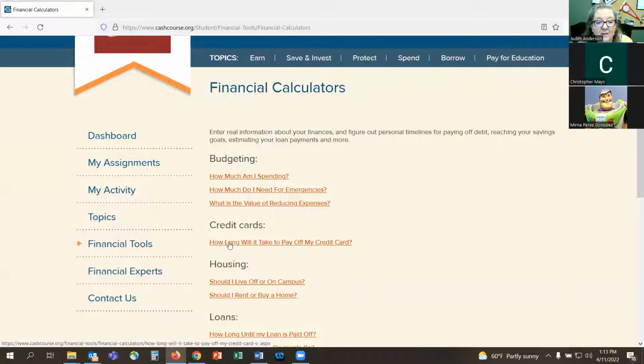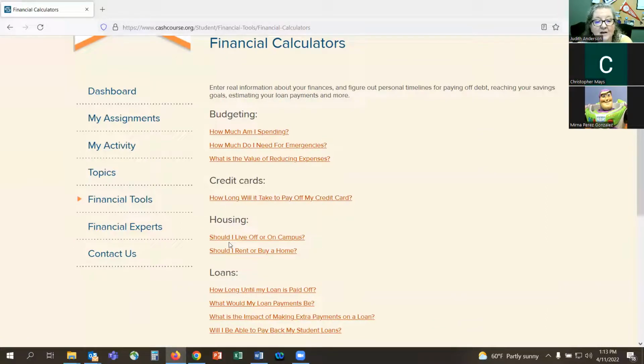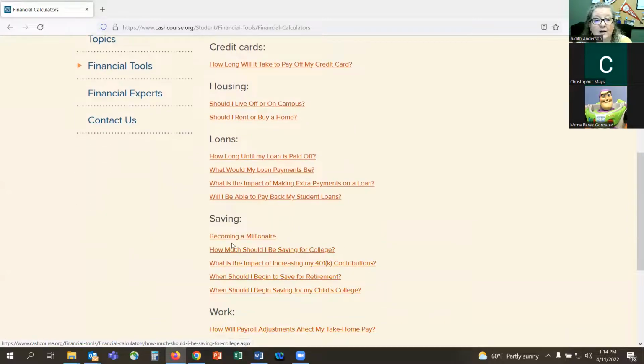And then again, it talks about credit cards and housing. Our situation, we don't have any on-campus housing. So it would be living with your parents or renting and having a roommate to help you pay for housing costs. And then the question, should I rent or buy a home? And then more about loans.